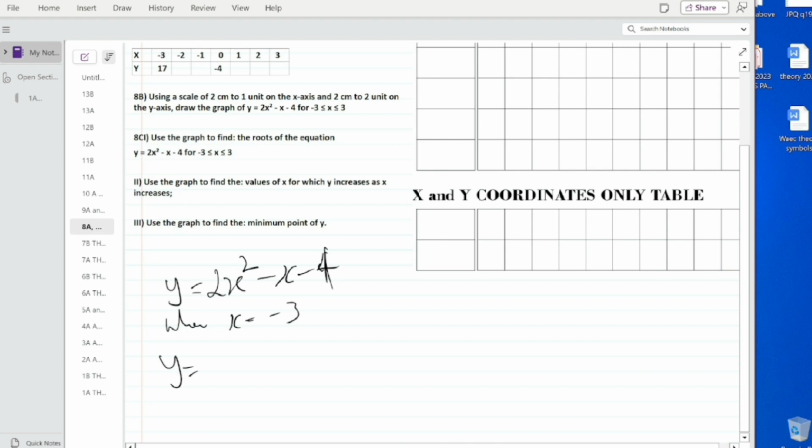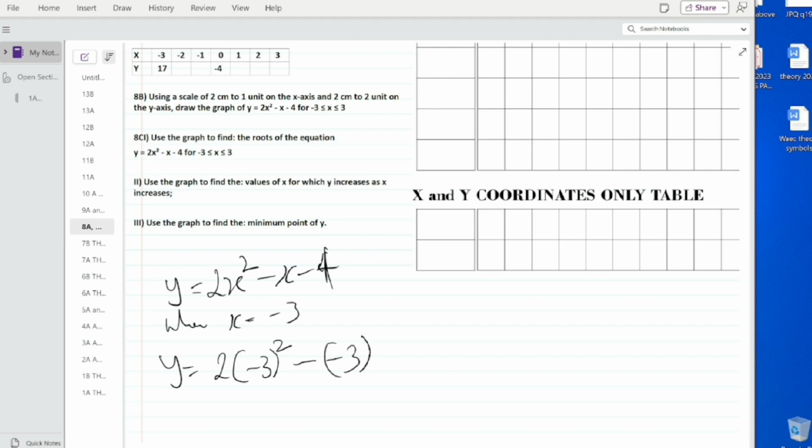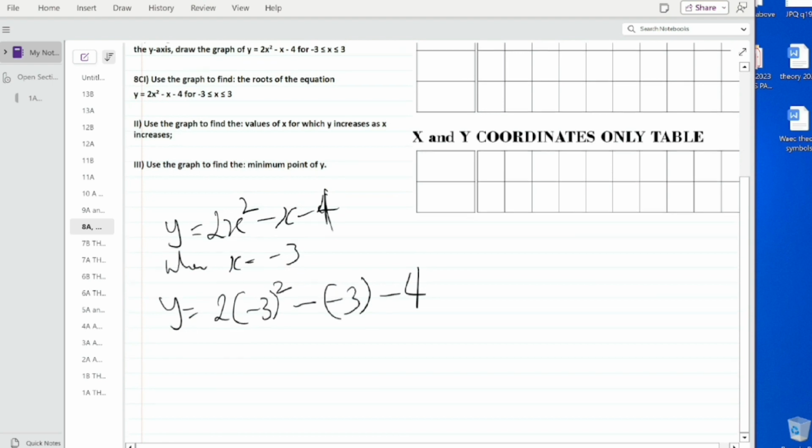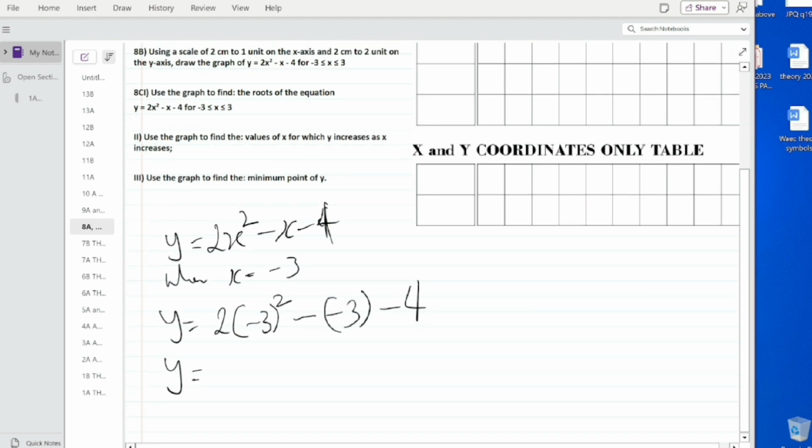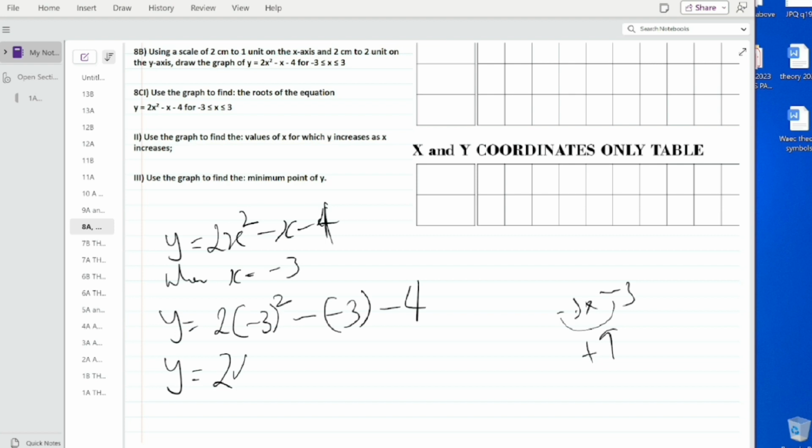So y is equal to 2 into open bracket minus 3 squared, that's the value for x, and minus minus 3, because there's a minus here before the value for the x, which is minus 3. We have to be careful with that when we're solving. And the constant, which is minus 4. We say y equals 2 times minus 3 squared, that's minus 3 times minus 3. Minus times minus is plus, 3 times 3 is 9. That's 2 times 9.